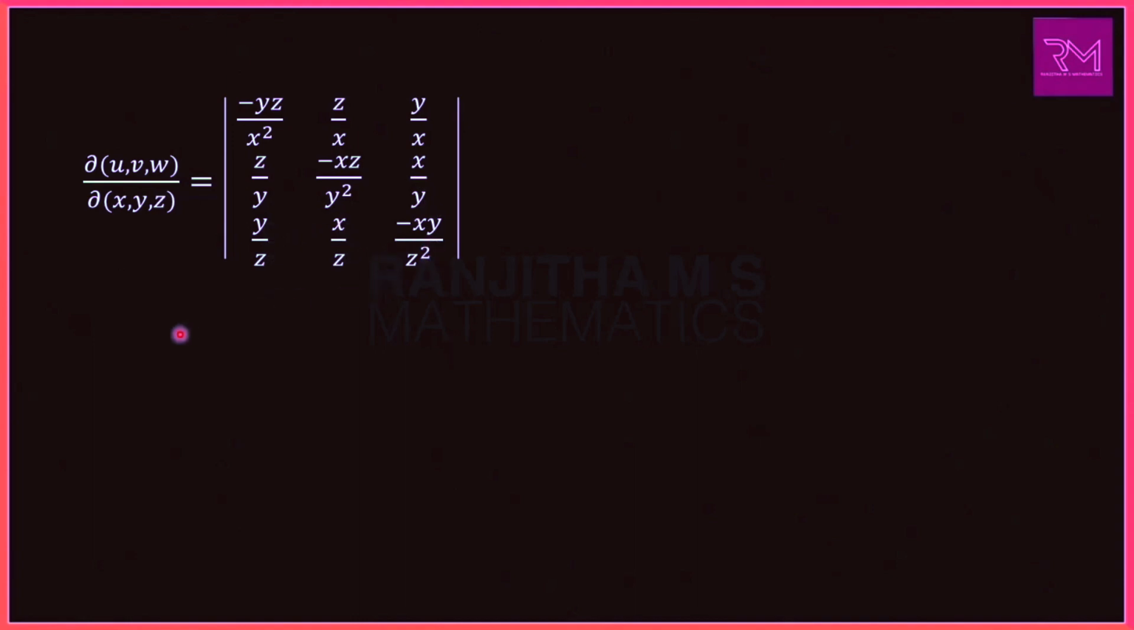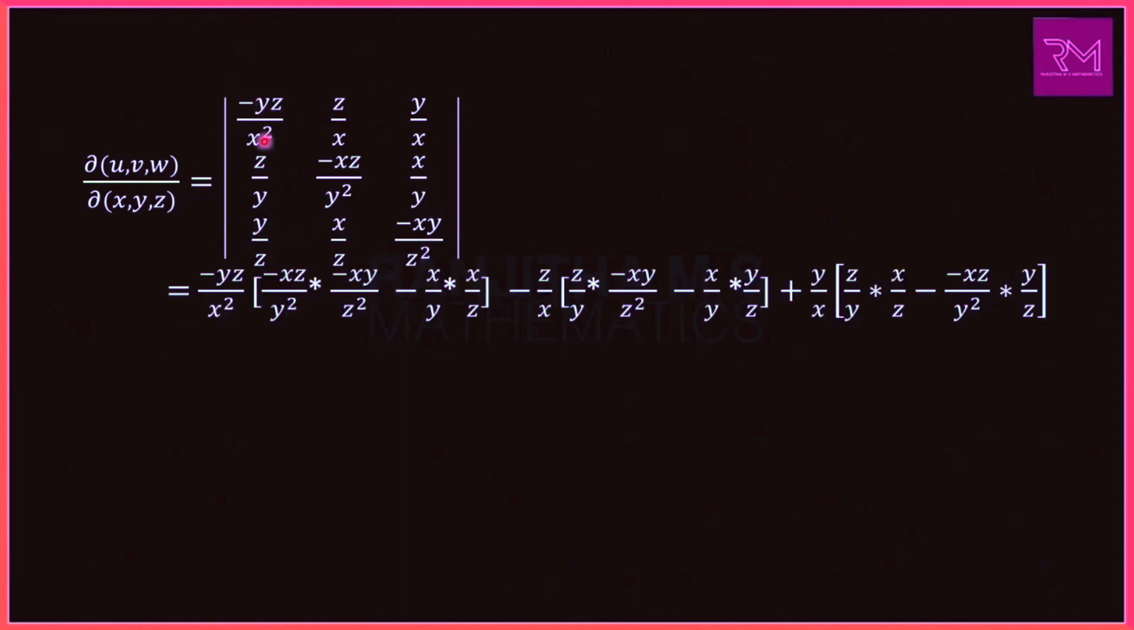We have to expand the determinant, that is minus yz by x square into (minus xz by y square into minus xy by z square minus x by y into x by z) minus z by x into (z by y into minus xy by z square minus x by y into y by z) plus y by x into (z by y into x by z minus xz by y square into y by z). Here we have to expand the determinant carefully. We have to carefully write the negative and positive values also.